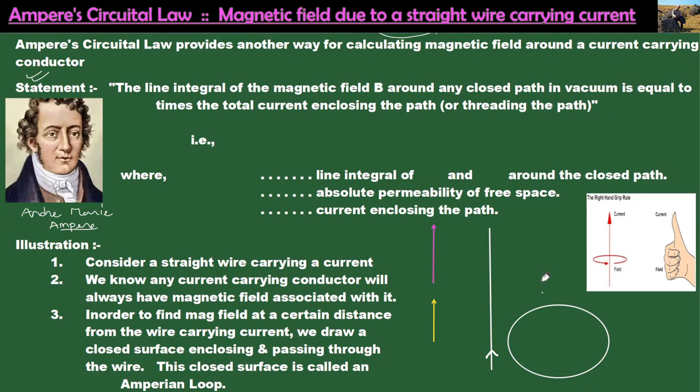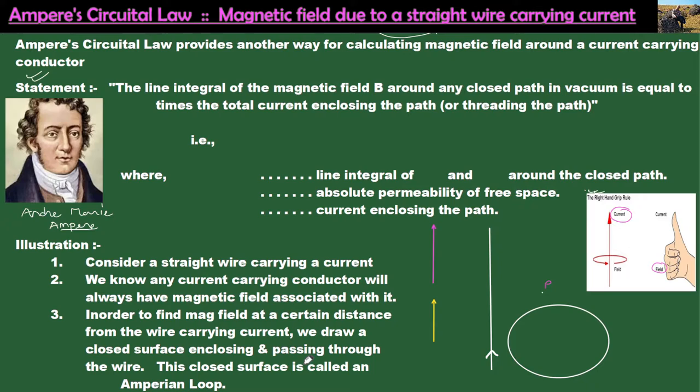For instance, when we apply the right hand grip rule to find the direction, when the direction of the current flow is upwards, the magnetic field will be represented by the curl of the fingers. So from here, it is evident that if I consider any point, say this point P, at a certain distance from this wire, there will be a magnetic field at this point, and the magnetic field at this point will depend upon the distance.